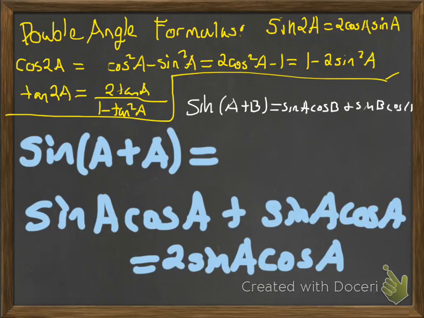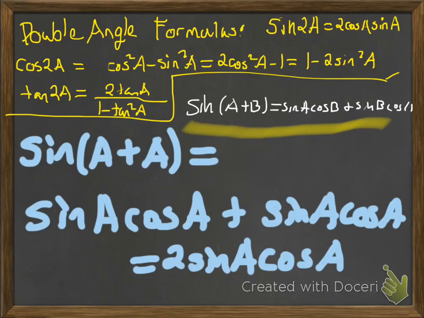Alright, in this video we're going to look at a couple of additional formulas for trig. So we're going to look at the double angle formulas, and the first one is sine of 2a is equal to 2 cosine a sine a, and we get that from something that we had before when we had a sine of a sum of angles. The sine of a plus b is equal to sine of a cosine b plus sine of b cosine a.